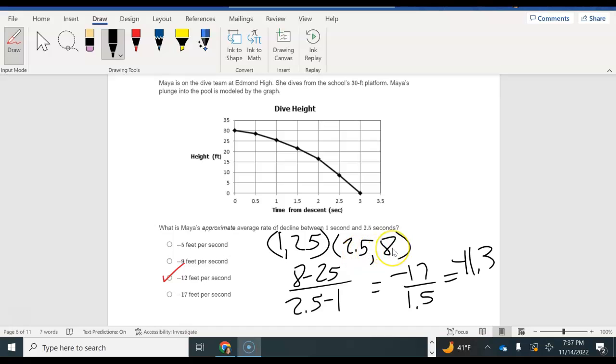So 2.5 and 8. Then I do y2 minus y1 divided by x2 minus x1. So 8 minus 25 divided by 2.5 minus 1 gives me negative 17 divided by 1.5. And when divided, that is negative 11.3. So if I come back over here and ask, what is the approximate average rate of change? Negative 5, negative 9, negative 12, negative 17. Negative 12 is obviously the closest to negative 11.3. So again, average rate of change, very important concept.